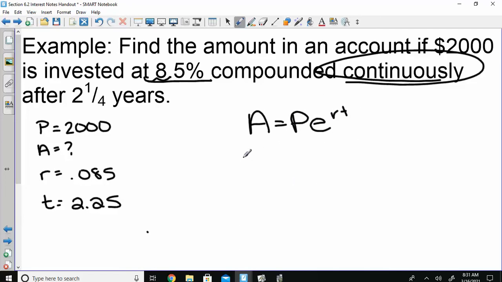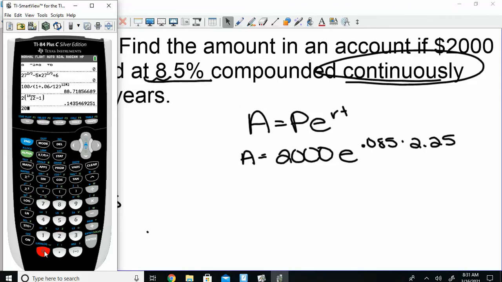So A, we don't know. P is 2,000. A equals P times E to the R times T, so E to the 0.085 times 2.25. So we put all this in. And we get $2,421.52.